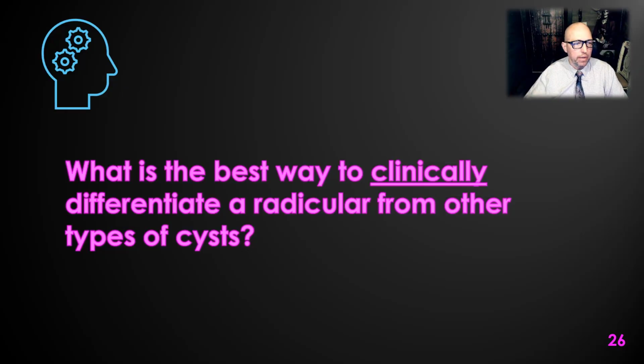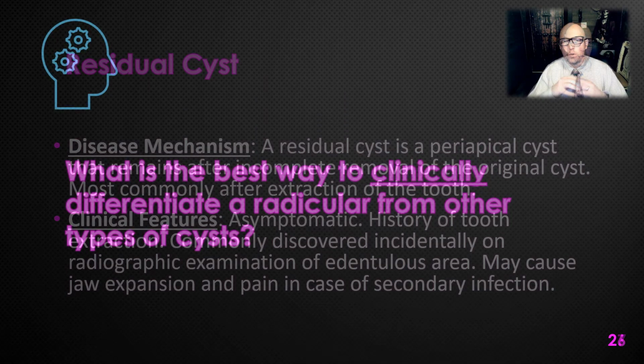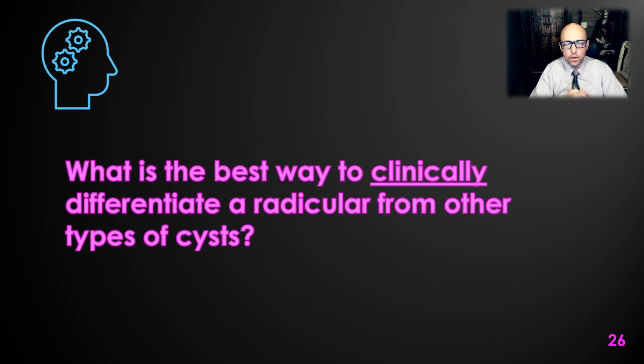But clinically, what's the best way to differentiate a radicular cyst from other types of cysts? What did I say is specific of a radicular cyst? That's the only one that arises from a necrotic tooth. And so you should expect a necrotic tooth if you suspect a periapical cyst.